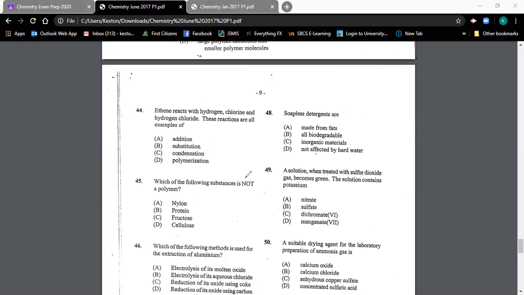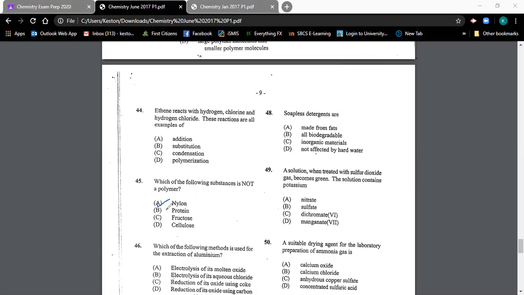Which of the following substances is not a polymer? Fructose. Fructose is not a full chain polymer. Fructose is a simple sugar, right? Nylon, yes. That's what you're using for ropes and stuff.